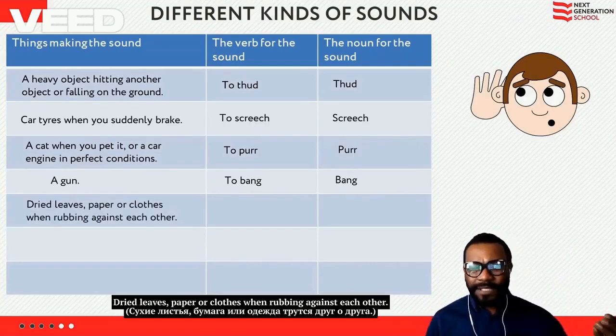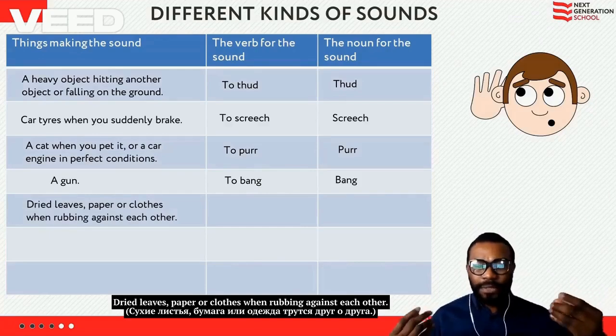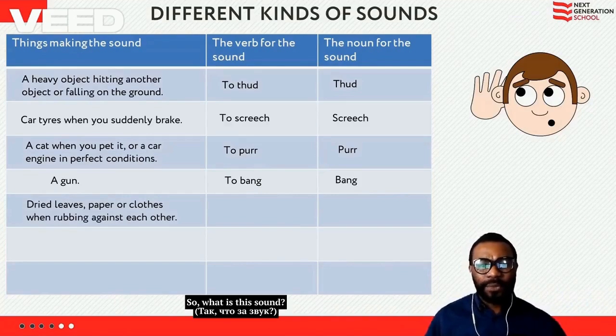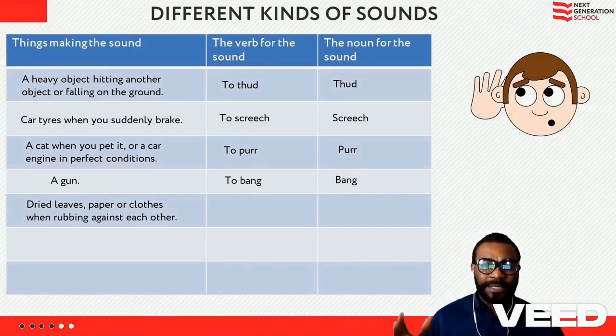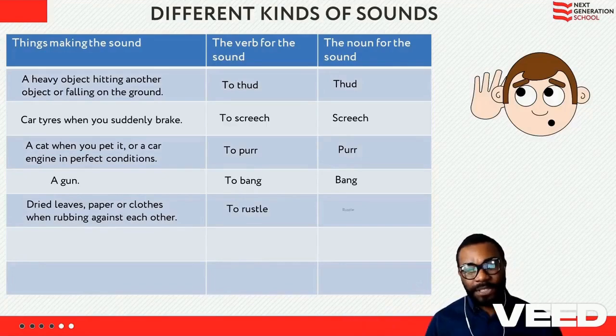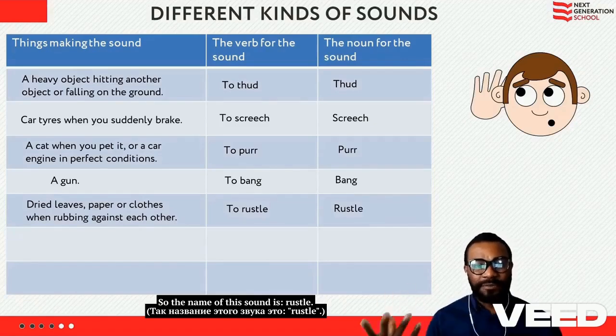Dried leaves, paper or clothes when rubbing against each other. So what is this sound? The sound is to rustle. That's the verb. And of course, the noun is just rustle. So the name of this sound is rustle. Let's listen.